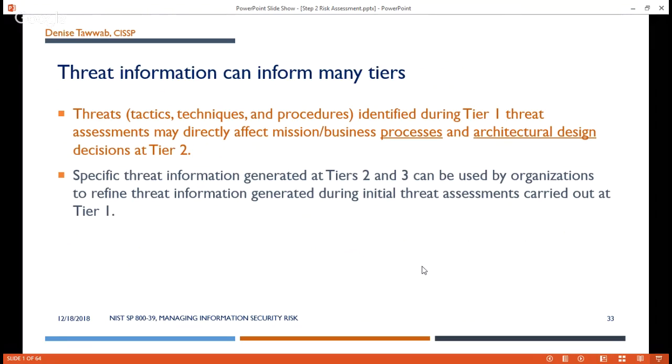Specific threat information generated at tiers 2 and 3 can be used by organizations to refine threat information generated during initial threat assessments carried out at tier 1. And I guess what I'm trying to say is that it happens at all three layers. And what happens at one layer almost invariably impacts what happens at the other two layers.